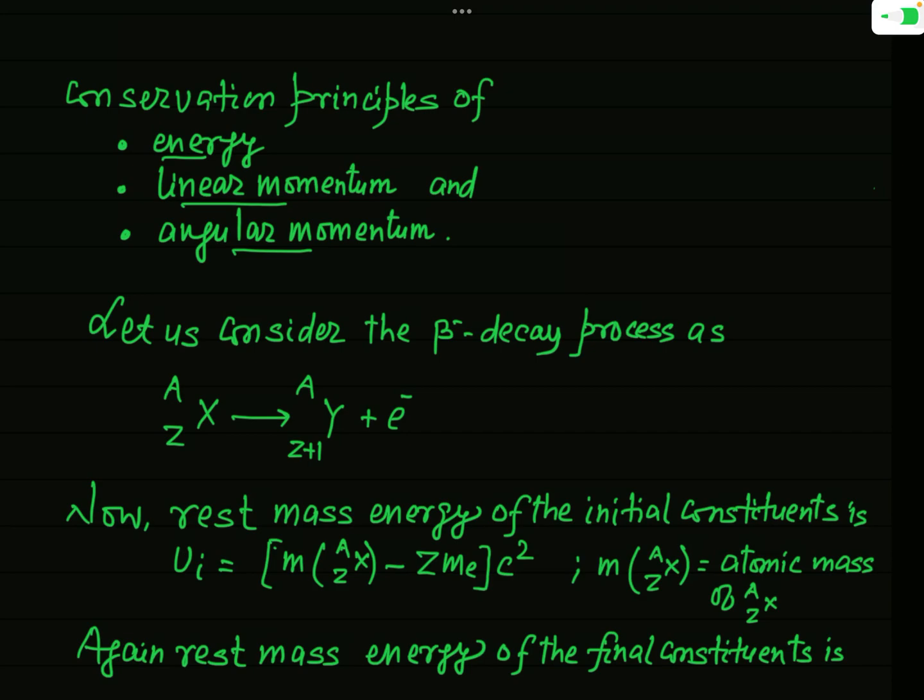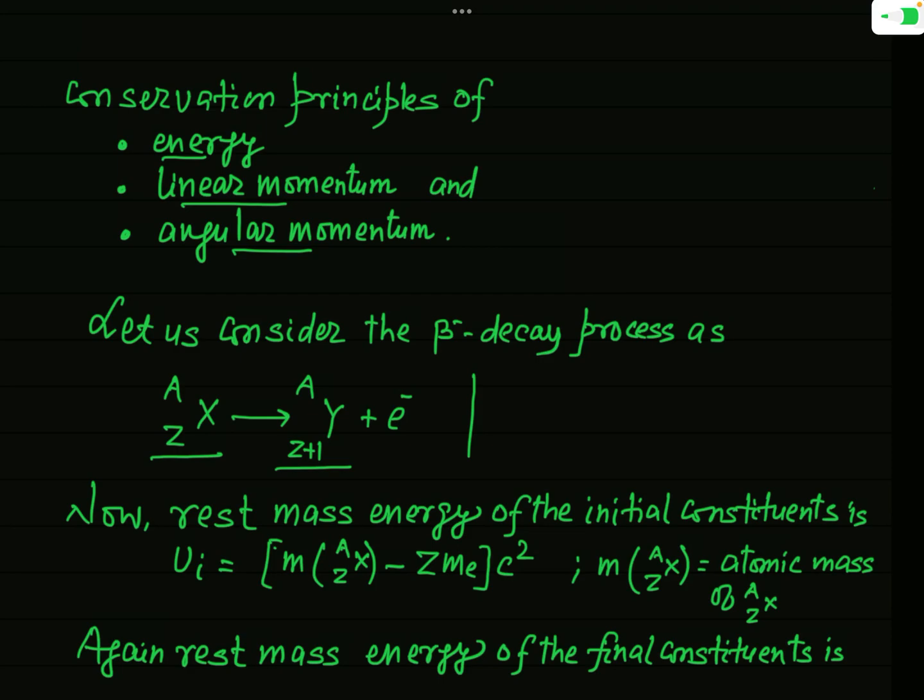So now let us consider a beta minus decay process. We consider a parent nucleus, let us say X, whose atomic number is Z and mass number is A. When it suffers electron emission or beta minus decay, the daughter nucleus will have atomic number Z plus 1 and the mass number remains the same. Why? You can understand it.